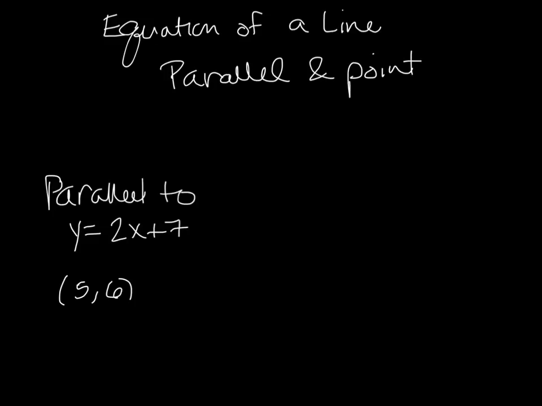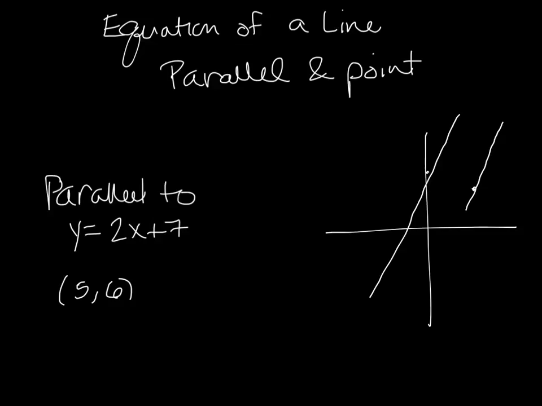So then we look at what if we had information where we were told that our line is parallel to another line and this point is on our line. So if we look at the graph of this, we've got something that crosses at 7, and its slope is 2. So our line is parallel to that, but our line is on this point here. So we know it's going to go in the same direction as that.